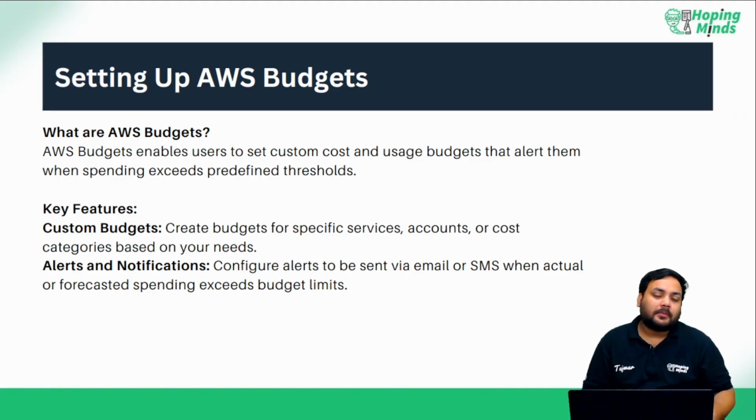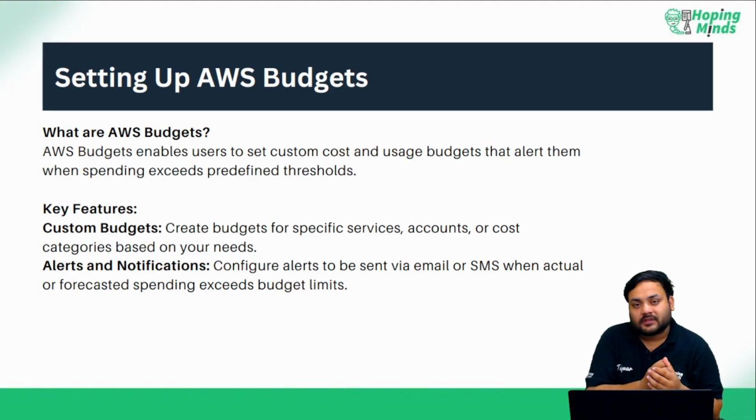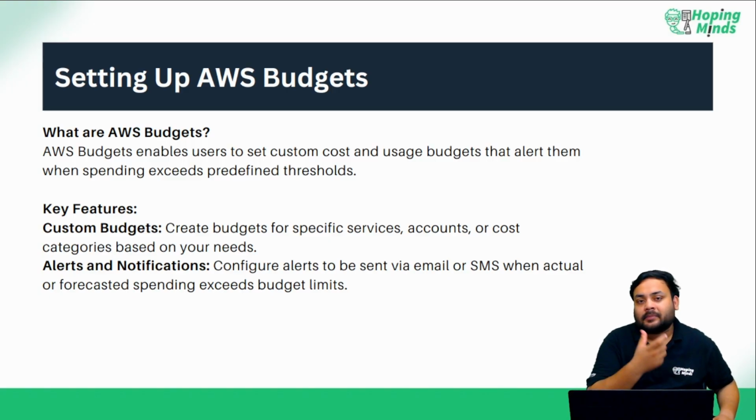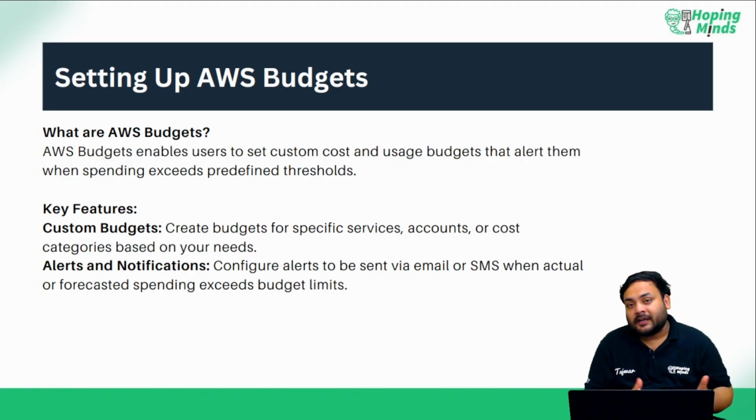So now let's understand about AWS Budgets. What is AWS Budgets exactly? AWS Budgets enables users to set custom cost and usage budgets. Let's suppose you are using a particular service, and you are customizing your budget for that service. Let's suppose you are setting it at $10. You will get an alert when your service exceeds this limit, above $10, you are going to get the alarm. So this comes under AWS Budgets.